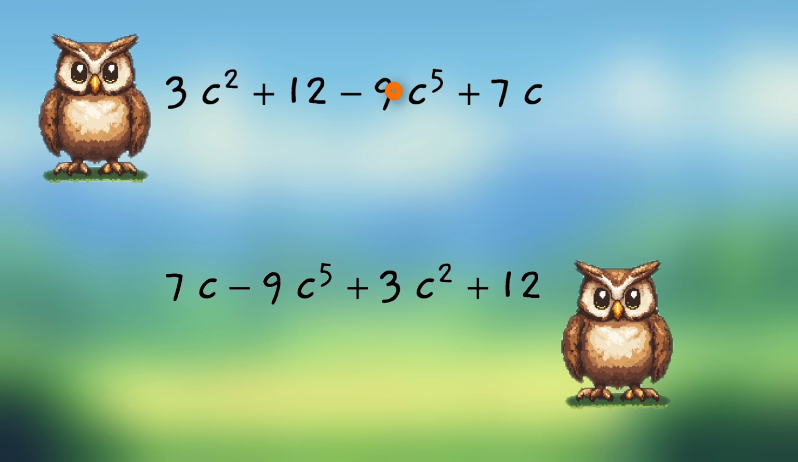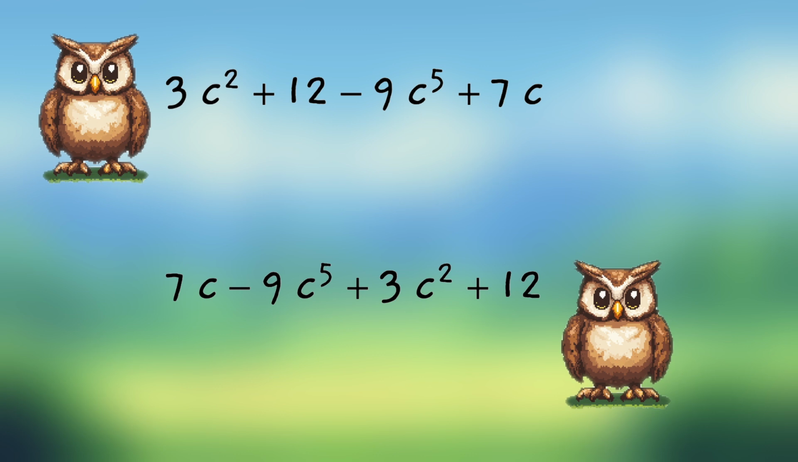Then you say, well, I have a negative 9c to the 5th. How about you? And your colleague says, yes, that's my second term, also minus 9c to the 5th. It's like, okay, we're almost done. And then you say, the final term you have is plus 7c. And your colleague says, well, I also have a plus 7c. I didn't write the plus sign, it was the first term, but I also have a positive 7c term. So with a deep sigh of relief, you both realize that you have the same polynomial.